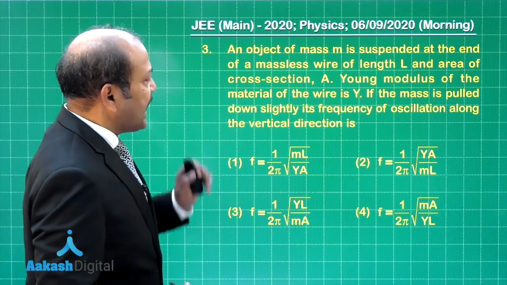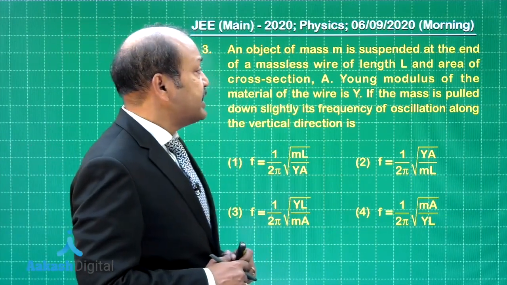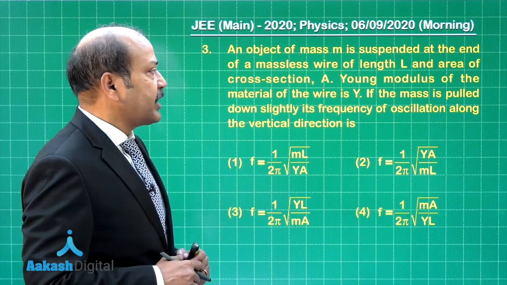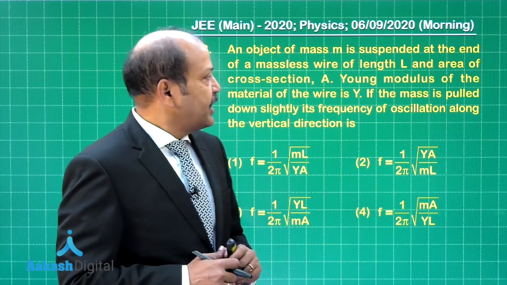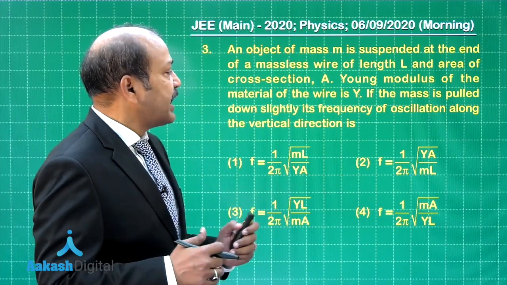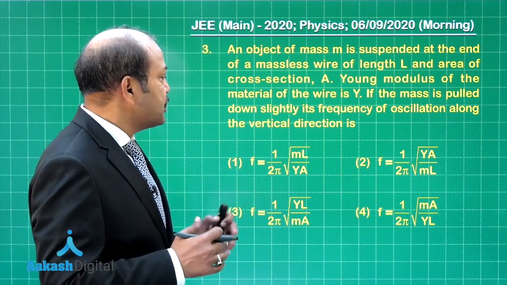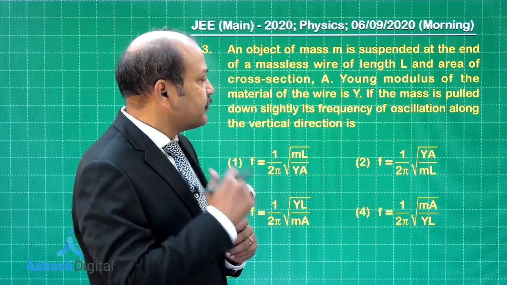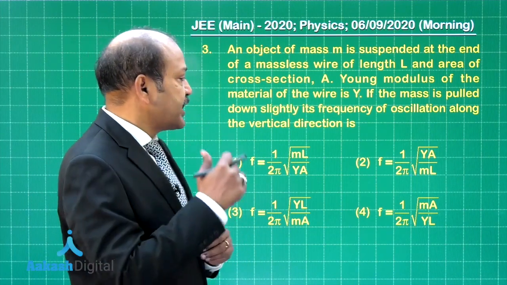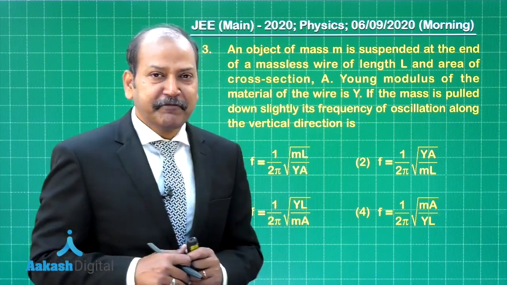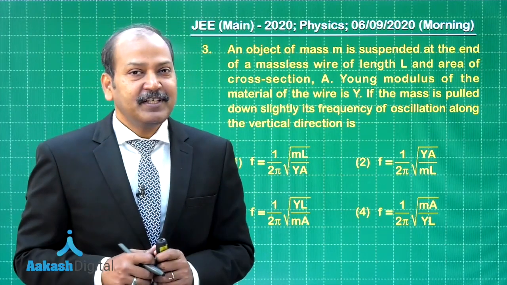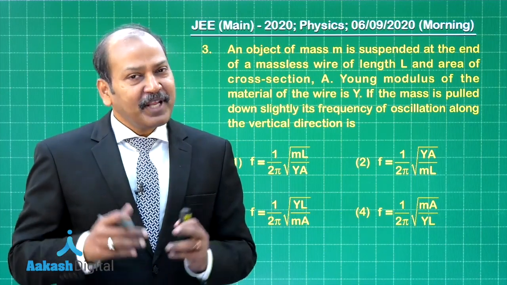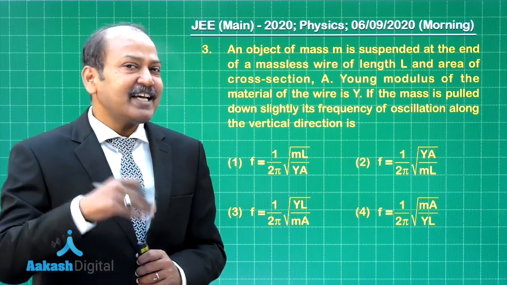Question 3 says an object of mass m is suspended at the end of a massless wire of length L and area of cross section A. Young's modulus of the material of the wire is y. If the mass is pulled down slightly, its frequency of oscillation along the vertical direction is, and the 4 options are given. Well, the question combines the concepts of elasticity and oscillation, in fact SHM.